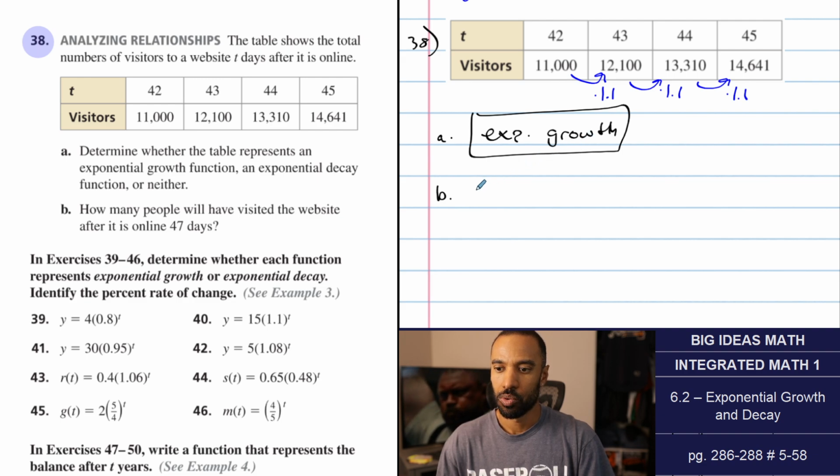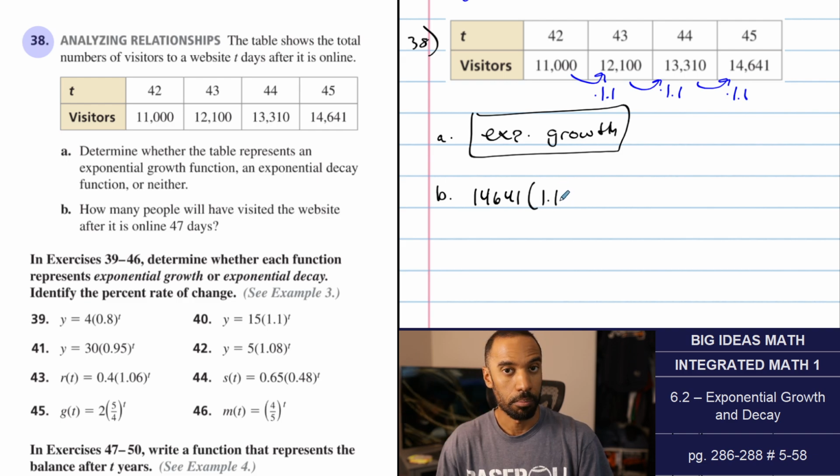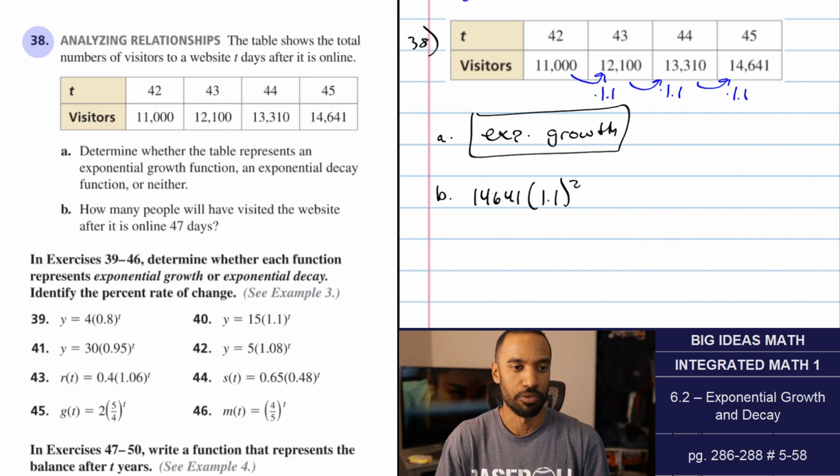47 days. Let's do 14641 times 1.1 times another 1.1. That's also times 1.1 squared, if you know. So that's one thing you can do for this one. So for 47 days, we're going to hit decimal land here. 17715.61. Now, as far as this goes, this is people. So we want to round. They didn't say to, but we want to. 17716. It's people. Visitors.